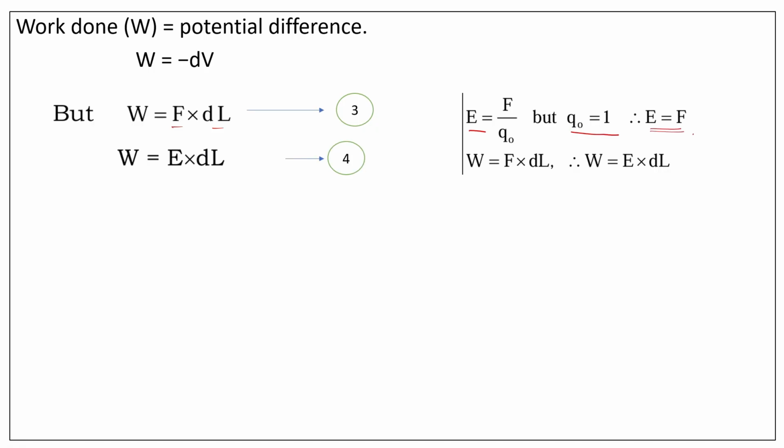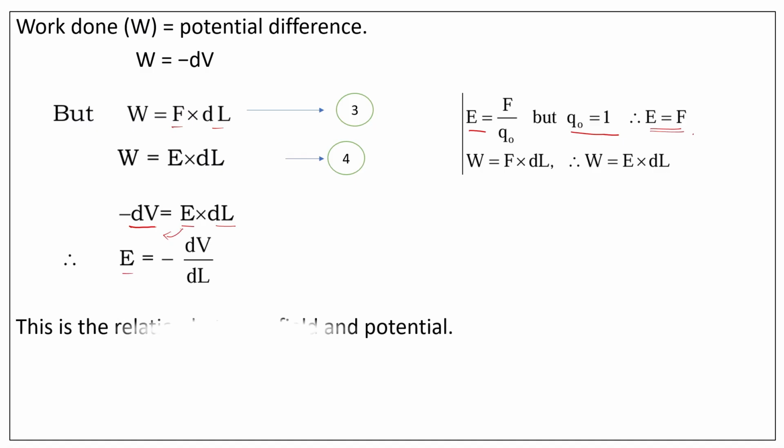Mark as equation 4. But W is equal to minus dV. On substituting in 4, we get minus dV is equal to E into dl. On equating, E is equal to minus dV by dl. This is the relation between field and potential.